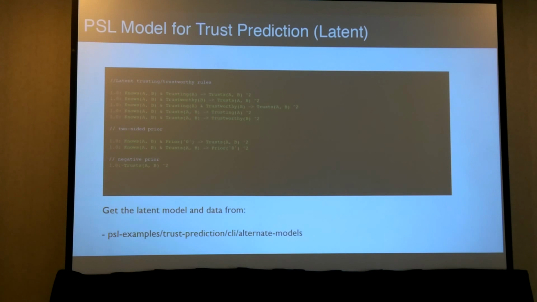The third model is the latent model. Here you can see that we have fewer rules, with the trust relationship between users based on these latent variables, trusting and trustworthy. You can also get this model from the alternative model folder, which is the trust prediction and latent.